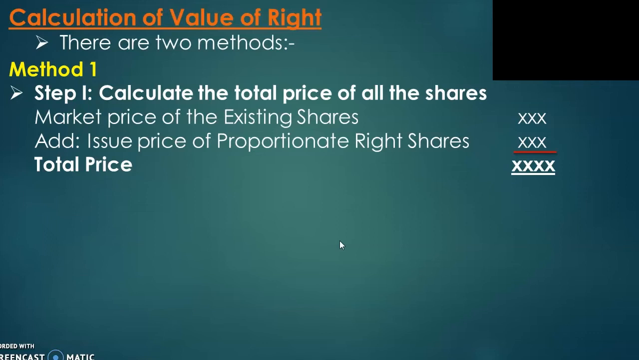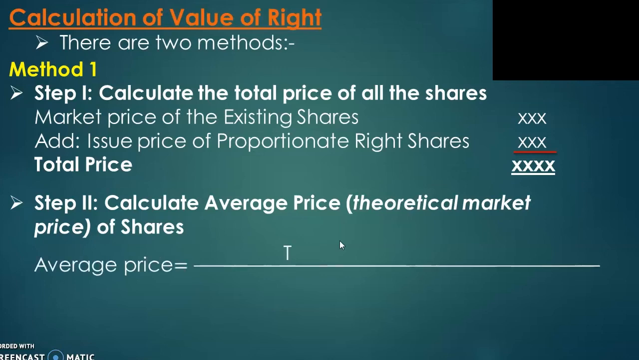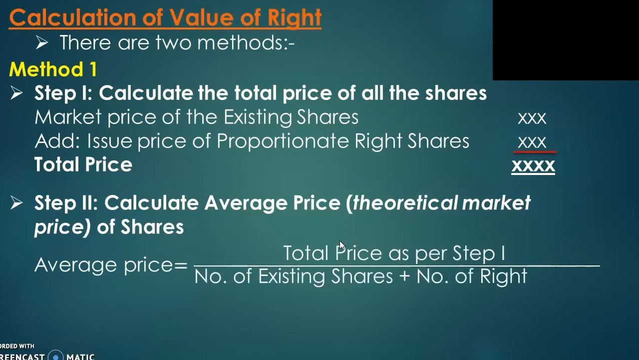Moving to the second step, calculate the average price of shares. Average price is also called the theoretical market price of shares. There is a simple formula for calculating the average price of the shares, that is, the total price as per step 1 divided by the number of existing shares plus the number of right shares. This is the average price.